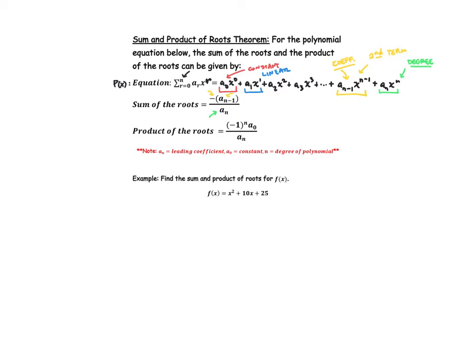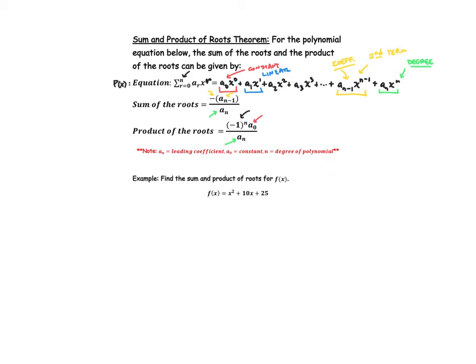The product of the roots will be -1 to the power of n, right? So if n is even, it'll be +1. If n is odd, it'll be -1. Times, of course, you can see here, I've got our constant term over, of course, our leading coefficient. I've noted down here that a sub n is the leading coefficient, a sub 0 is the constant, and n is the degree of the polynomial.